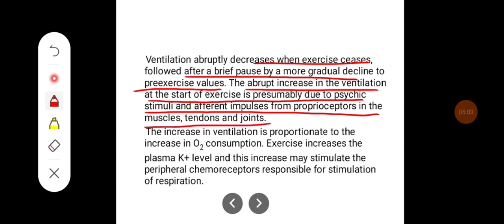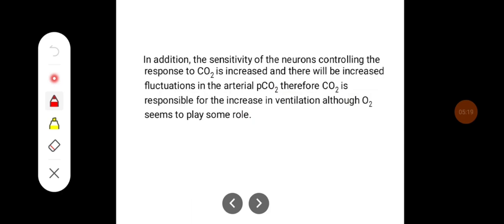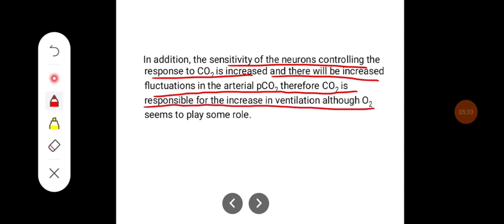The increase in ventilation is proportionate to the increase in oxygen consumption. Exercise increases the plasma potassium level, and this increase may stimulate the peripheral chemoreceptors responsible for stimulation of respiration. In addition, sensitivity of the neurons controlling response to carbon dioxide is increased, and there will be increased fluctuation in the arterial PCO2. Therefore, carbon dioxide is responsible for the increase in ventilation, although oxygen seems to play some role.